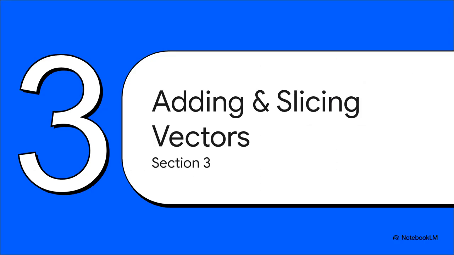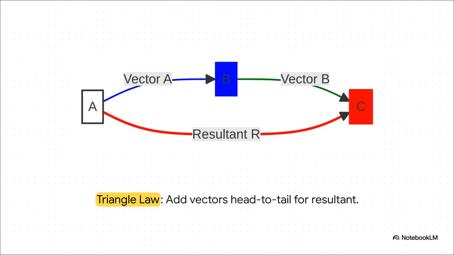Moving right along to section 3, adding and slicing vectors. So here's a question. What happens when multiple forces pull at the exact same time? Well, ordinary math kind of falls apart. Think about it. If I walk 3 meters north and then 4 meters east, sure, I walked 7 meters total. But how far am I actually from where I started?